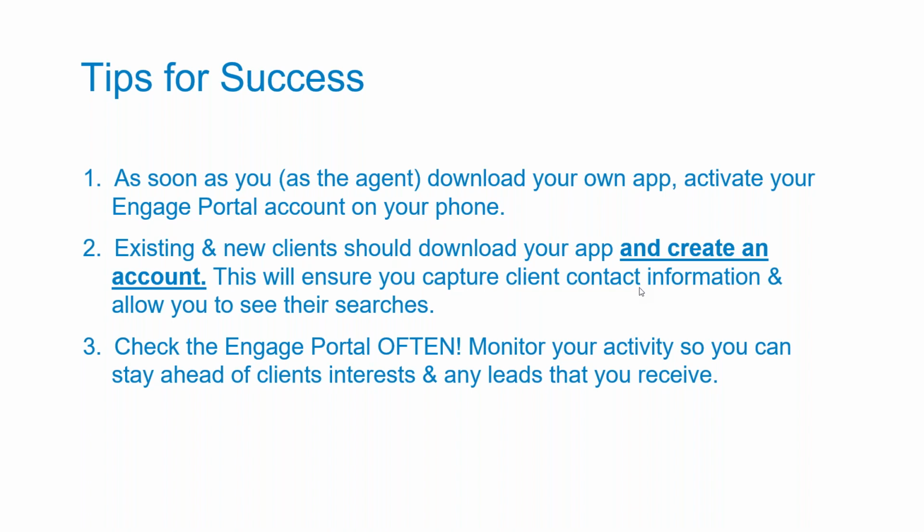There's 3, we call them tips for success. And I'm going to start with number 3 because we were just talking about that. You want to check your Engage portal often because there is no real alerting system that's going to tell you, hey, Kimberly has recommended properties in her client profile. It's up to you to go in there and look at those every day or multiple times a day so that you can know when it's right to reach out.